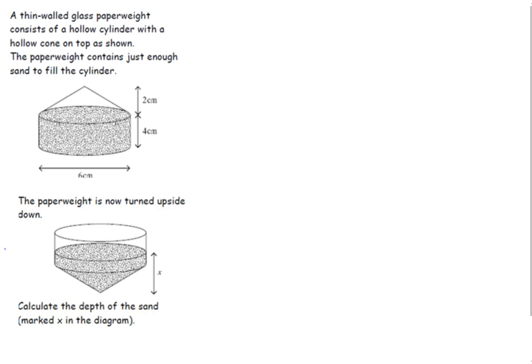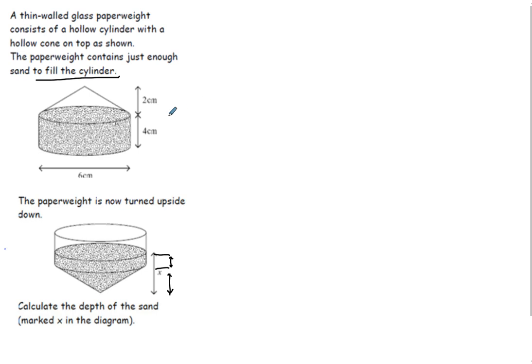A thin-walled glass paperweight consists of a hollow cylinder with a hollow cone on top as shown. The paperweight contains just enough sand to fill the cylinder. The paperweight is now turned upside down. Calculate the depth of the sand, marked X. You can tell it's the volume of the cone plus the volume of part of the cylinder. As long as you've marked something on the diagram, you feel in control.